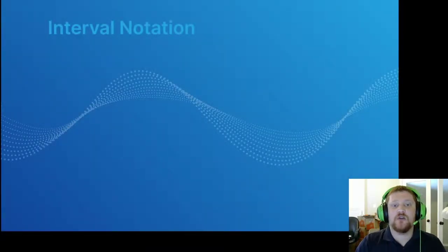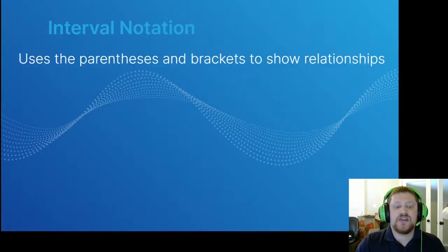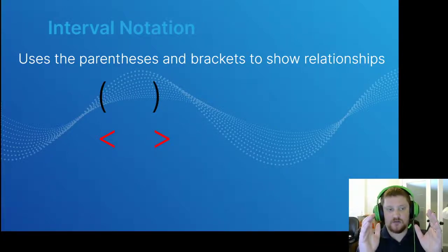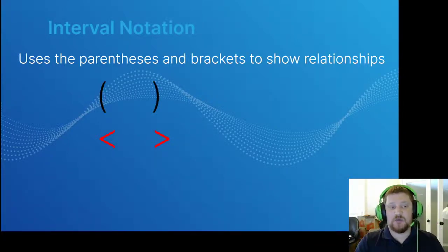Finally, interval notation. In this case, we use parentheses and brackets to show those exact same relationships we're talking about. So you take the smallest number to the largest number. Now if it includes that number, you use a bracket instead. So if it includes it, it's a bracket. If it doesn't include it, it's an open parenthesis.